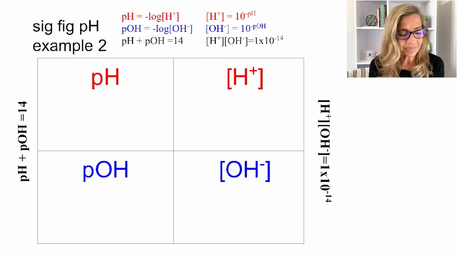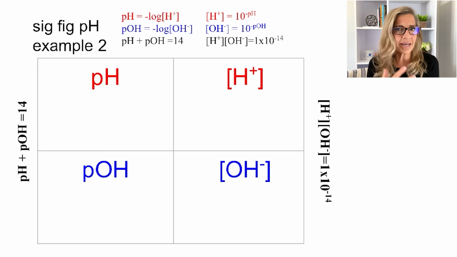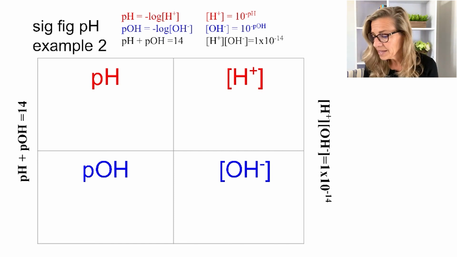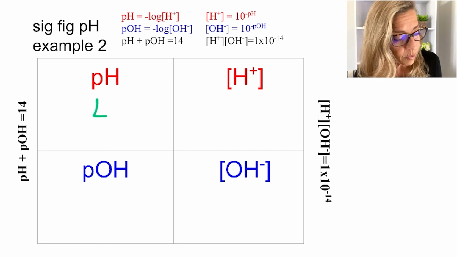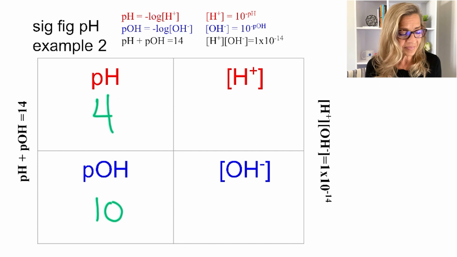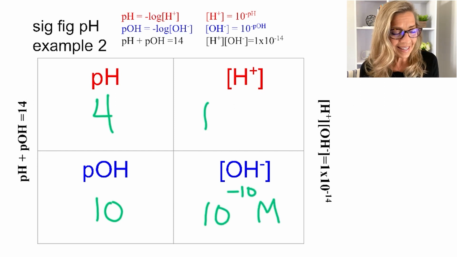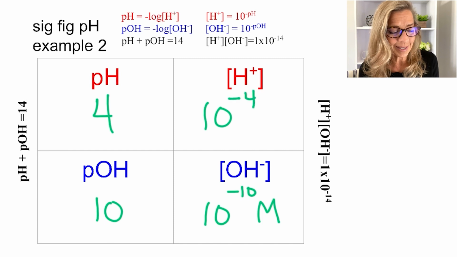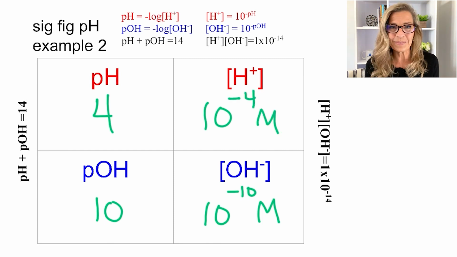Let's do another one. I like this box method, by the way. I think it makes it really neat and clean. Let me give you one here. We've got a pH of 4. The pOH is 14 minus 4, which is 10. This one is 10 to the minus pOH, and this one is 10 to the minus pH. That simple.